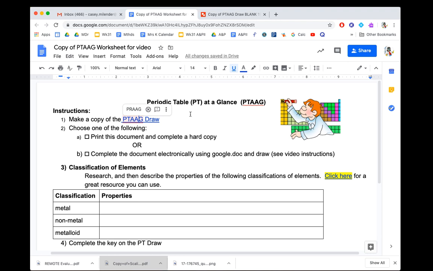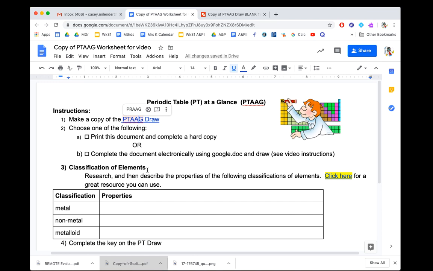You can do this in a couple different ways. You can print out this document if you have access to a printer, and you can do all the coloring and labeling and stuff by hand. However, the activity is designed for you to do online, and that's what I'm going to show you. So that's what I suspect most people will be doing. All right, so we made a copy. You're choosing which one, and now we're on to number 3, which is a classification of elements.